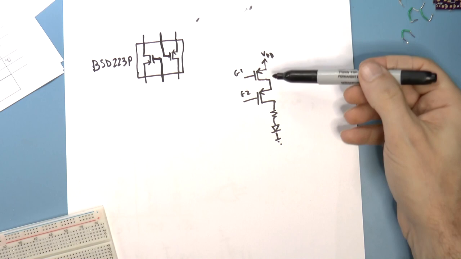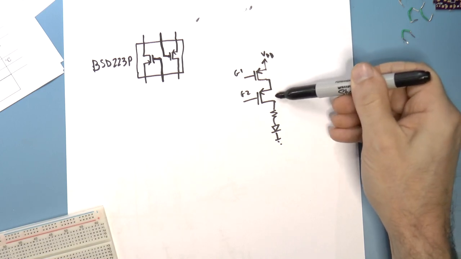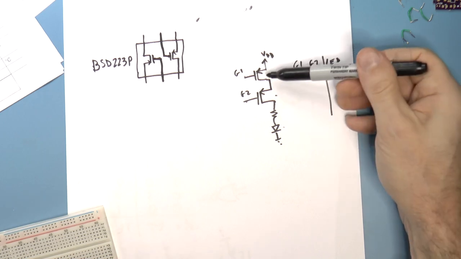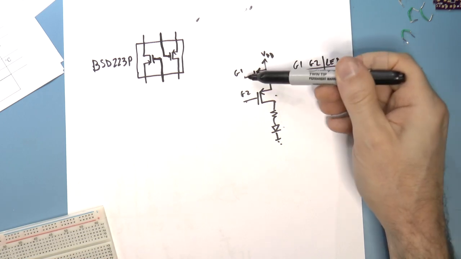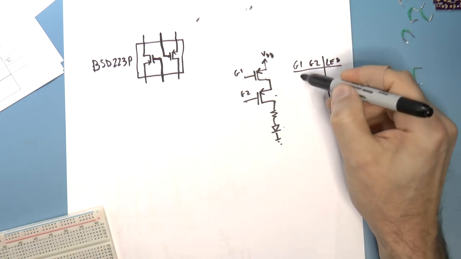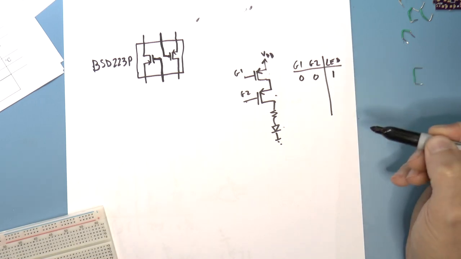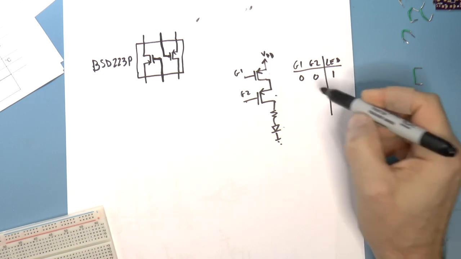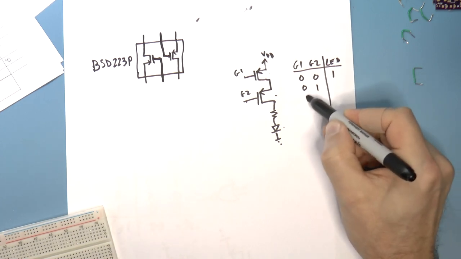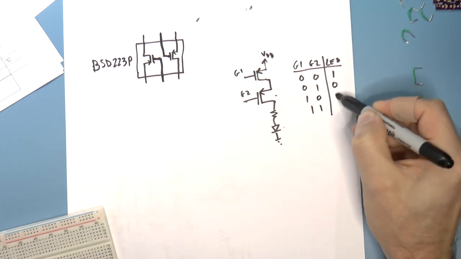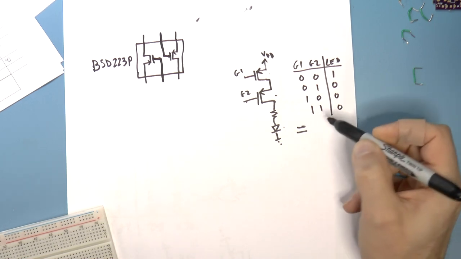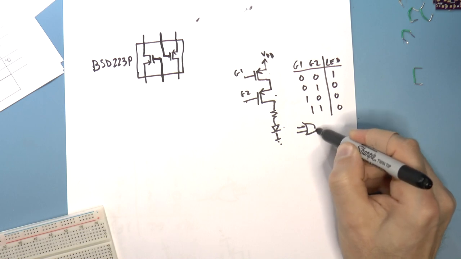Okay, so clearly only when both transistors are on is the LED going to light. The way to turn the transistors on is to connect their gates to ground. So 0, 0, 1. If any one of these is off, in other words, if any one of the gates is connected to VDD, then the LED is going to be off. Off, off, off, and again, in this case, we have a NOR.